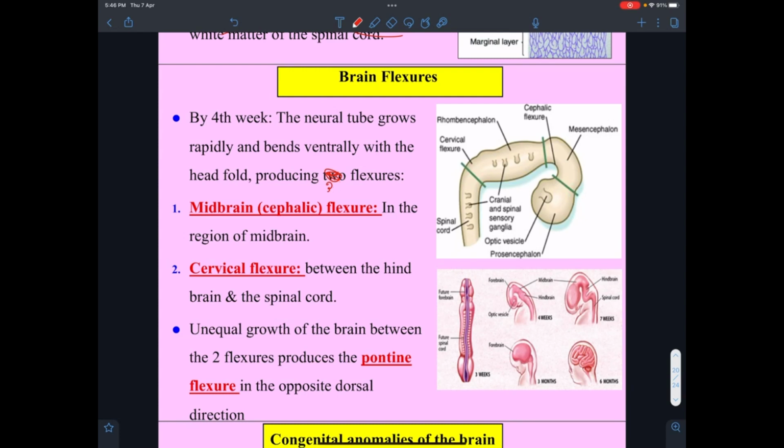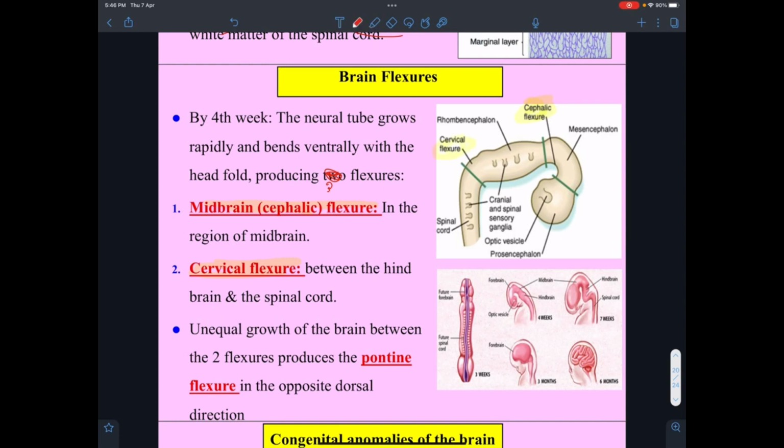And the three flexures, what are their names? The first one is known as the midbrain cephalic flexure. This is the midbrain cephalic flexure. Cephalic is different from cervical. Cephalic means head, by the way. So cephalic flexure, right here, we have one flexure. The next flexure is known as the cervical flexure. Cervical means in the neck region. So this is the cervical flexure right here.